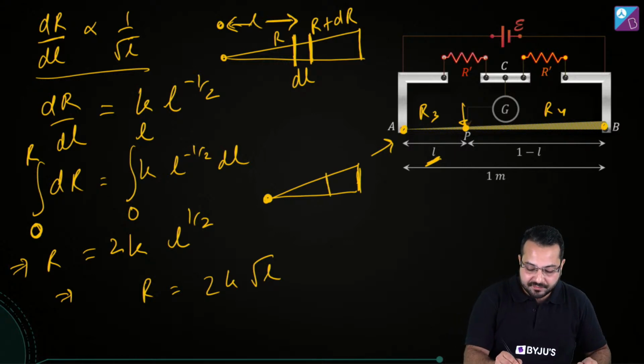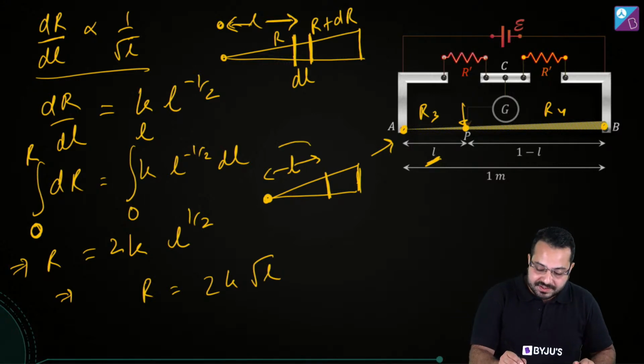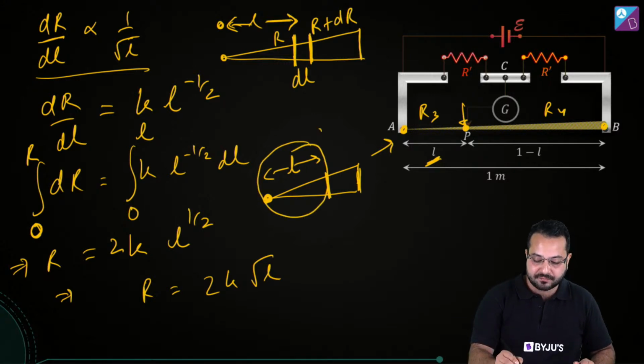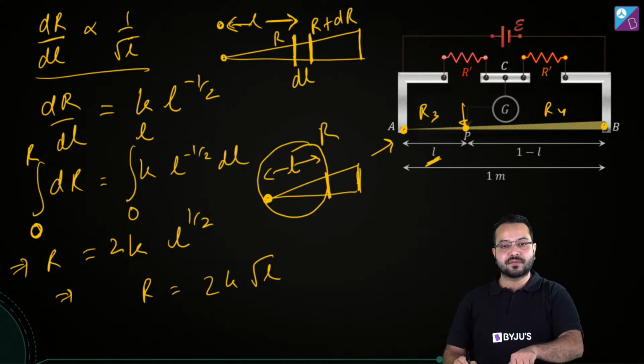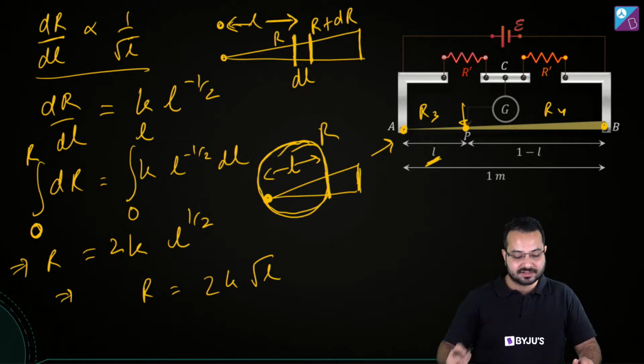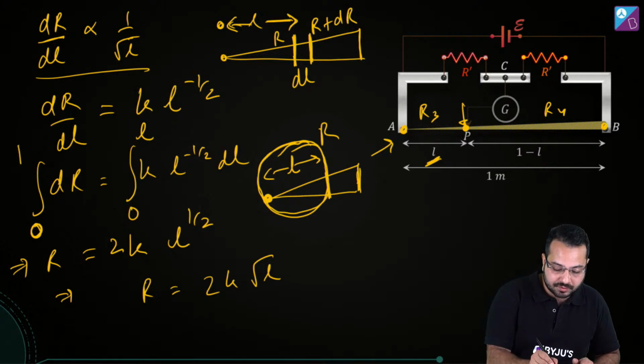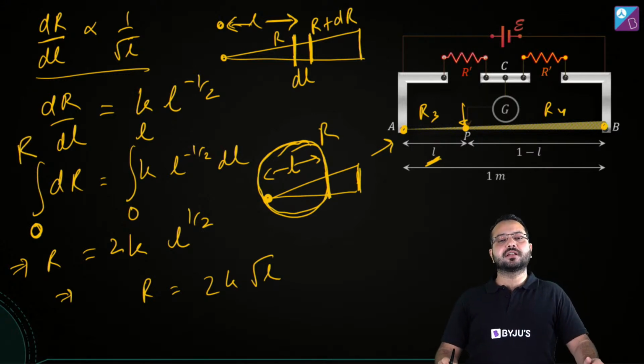And let's say when we have reached point L over here, we have reached a length L. So whatever is the resistance of this part of the wire, from the starting to length L, we are calling that R. That's how we have taken the limit.